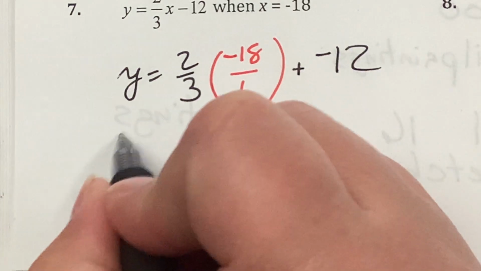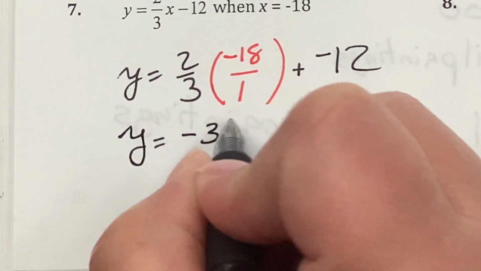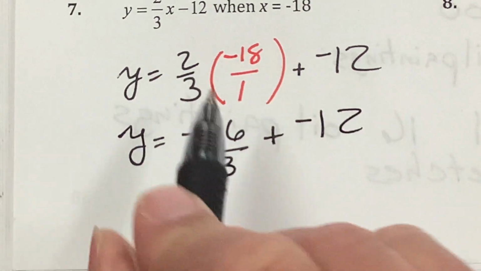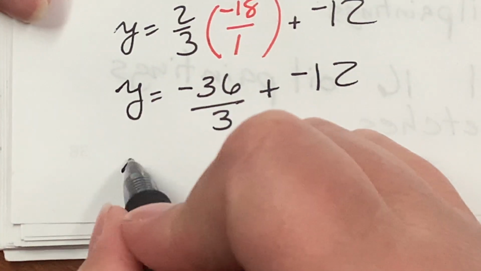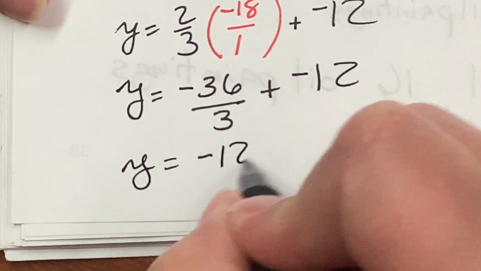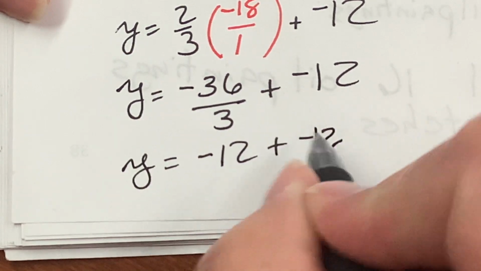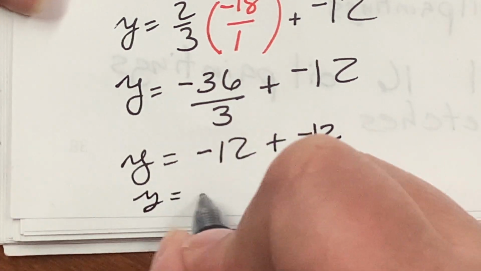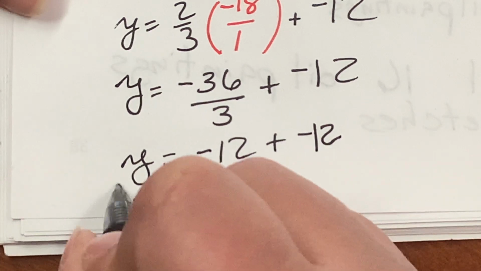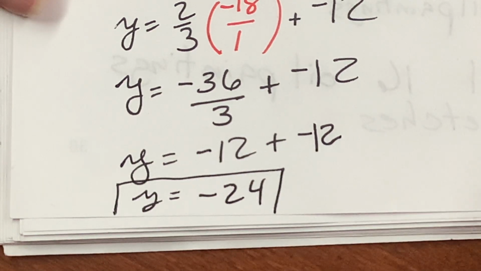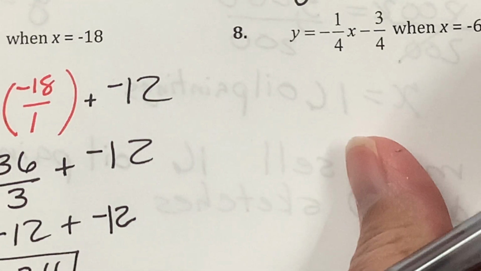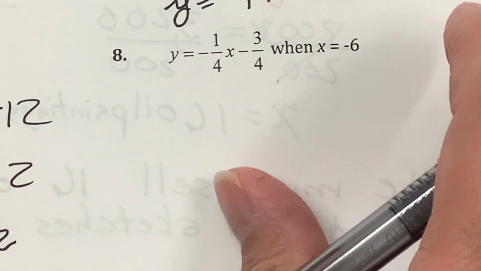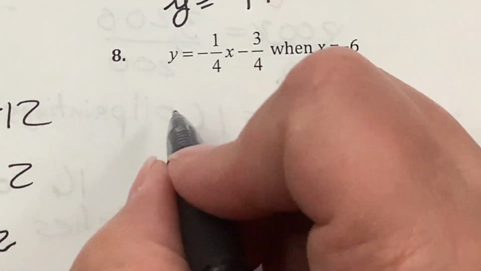Let's see, 2 times negative 18 is negative 36 divided by 3 plus negative 12. Negative 36 divided by 3 is negative 12 plus negative 12. Negative plus negative is still negative. Y equals negative 24. That is definitely a be careful, use your calculator problem. Many, many, many fractions. But we're good, we're smart, we can do this. It's not that bad.